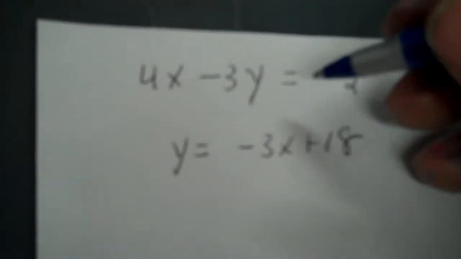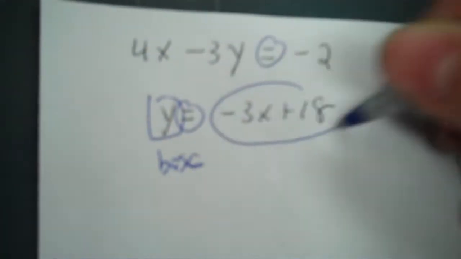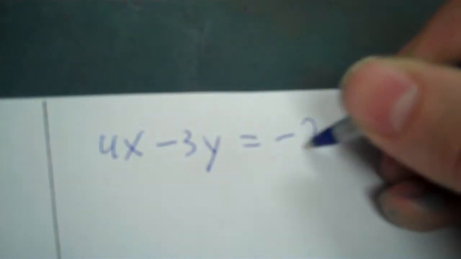Backside. 4x minus 3y equals negative 2. Y equals negative 3x plus 18. Okay, do I have anything by itself? Yeah, sorry, my bad. We got a y by itself, so that's your base. Write the other equation, 4x minus 3y equals negative 2. And the parentheses needs to go to the base. The base is y. So negative 3x plus 18.